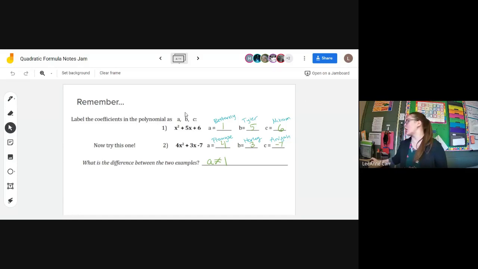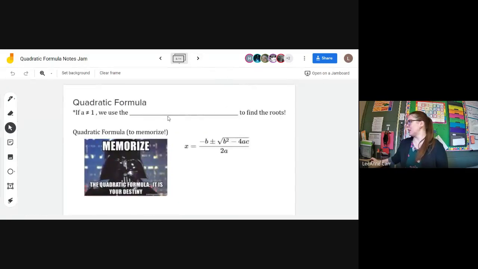All right, and this is where our quadratic formula comes in. So I am now on frame 5 of our Jamboard. And it says we use the quadratic formula to find the roots when A is not equal to 1. Now, if you are writing this on a separate sheet of paper, you need to write down what you see on this frame. This is a very important frame for us, because it tells us when to use this quadratic formula. It also tells us what the quadratic formula is.